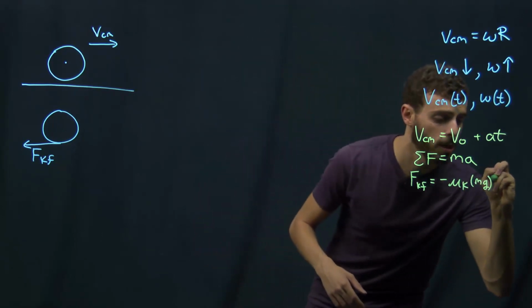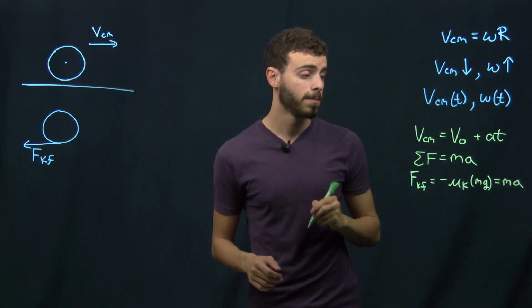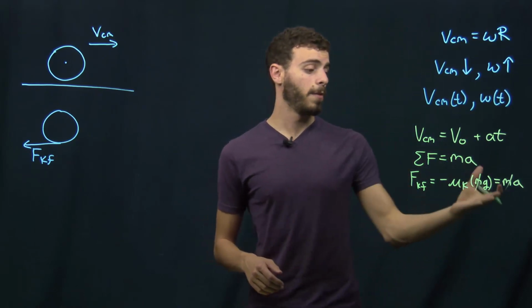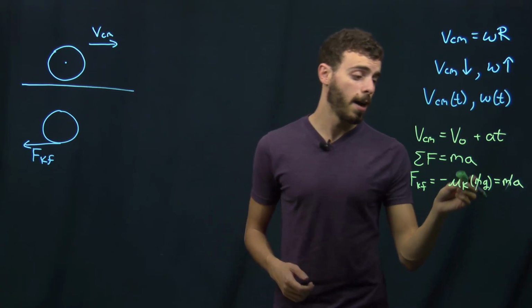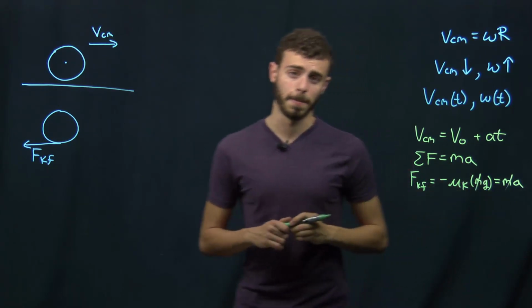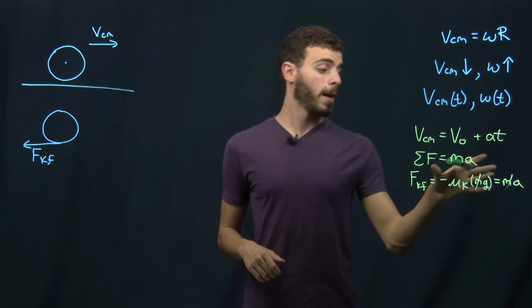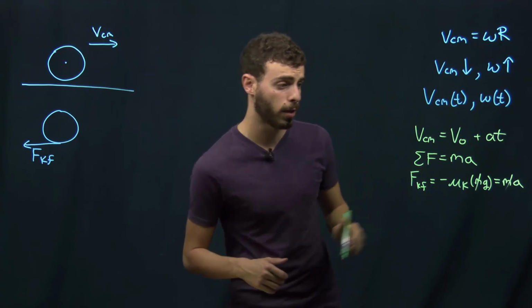And basically, we just want to set that equal to ma to satisfy Newton's second law. So we can see our masses cancel, and we find that we now have a relation for our acceleration. At any given time, it's just going to be mu k times g. So it'll be a constant negative acceleration. So we can plug that acceleration in up here and get our first relation that we're looking for.